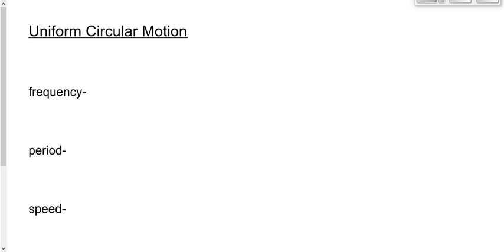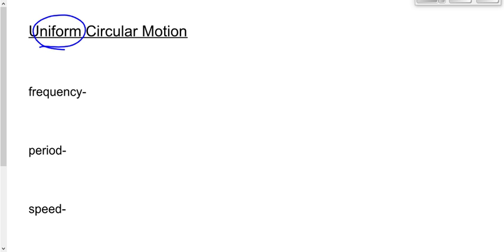We spent a couple of days leading up to our test talking about uniform circular motion. What does that word uniform mean? Consistent, constant. Specifically, in this case, we're talking about a constant speed. Objects going around in a circle, traveling at a constant speed. Now, there's three terms that we addressed here. We've reviewed these a couple times already, so they should go pretty quickly for us.